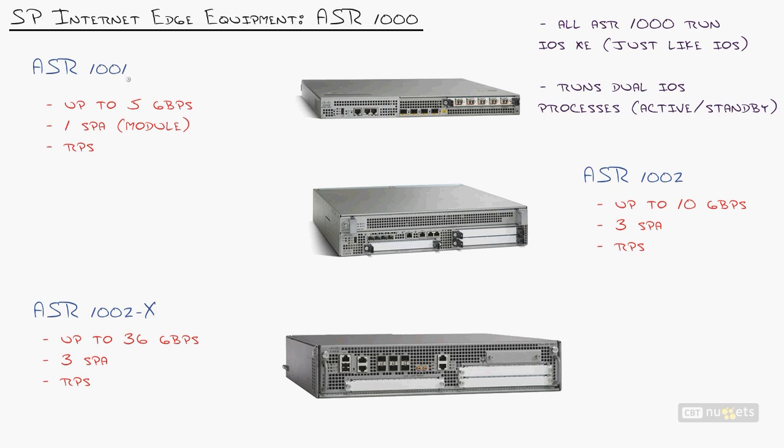So starting off with the ASR 1001, the smallest one that they created, has a 5 gigabit per second total throughput on it, and one shared port adapter, SPA. Now, that's just a fancy Cisco word for a module, right? Looking at this graphic right here of it, this is the module. I know it's kind of small, right? But you can see the screws sitting there on the side.